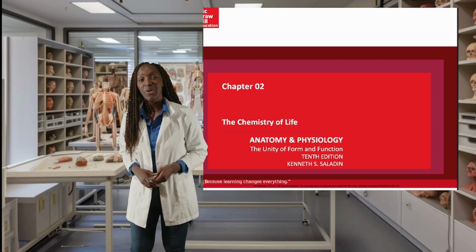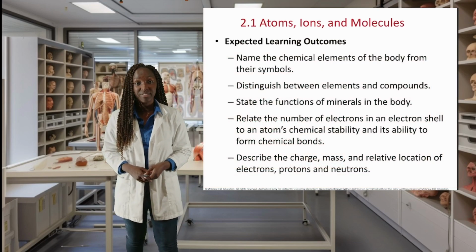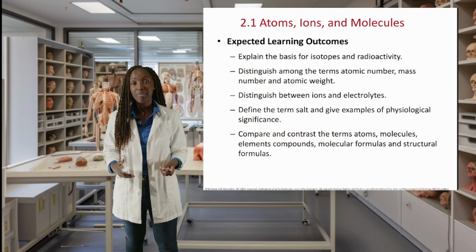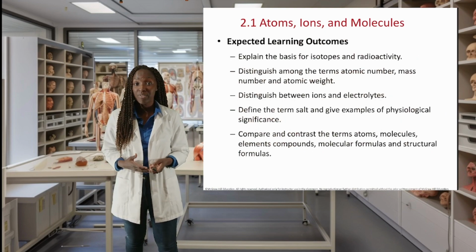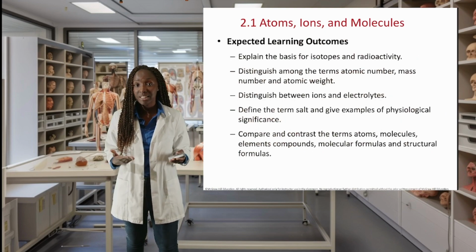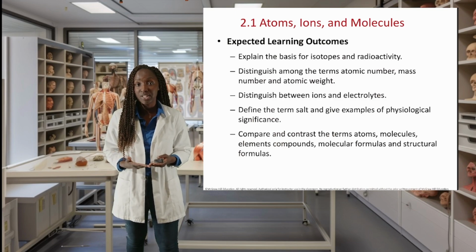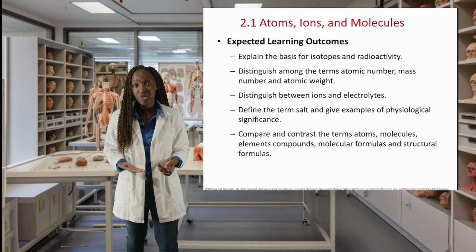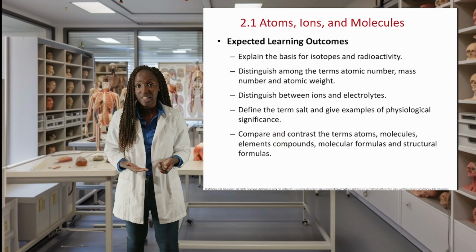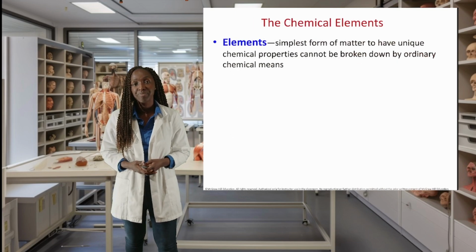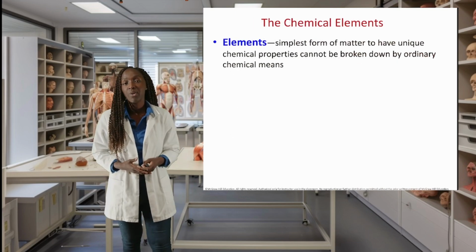This lecture, we'll be going over Chapter 2, the Chemistry of Life. Now, there's a variety of expected learning outcomes for this chapter, and I know chemistry can be a bit daunting. However, we're only using the basics of chemistry that we need for anatomy and physiology. So remember, this isn't a chemistry course, but we do need to have a foundational knowledge in this subject. So let's start with the chemical elements.